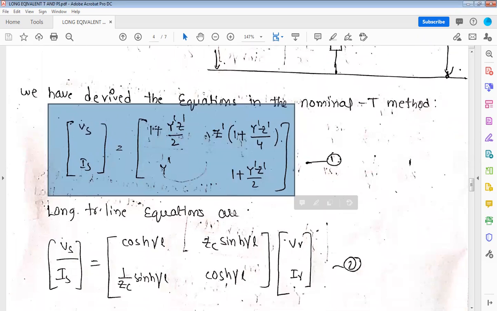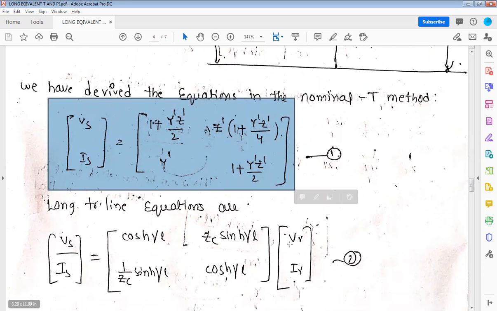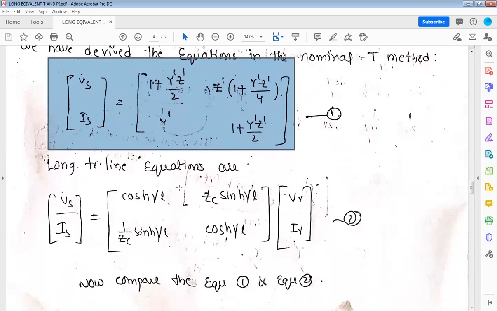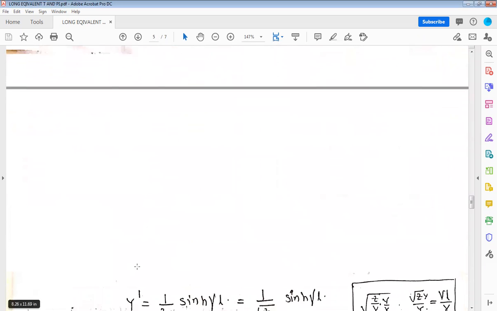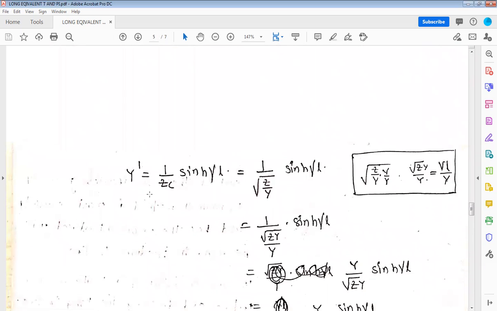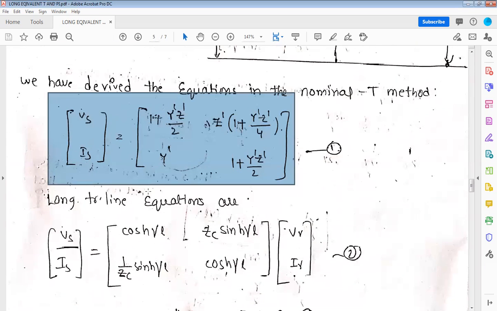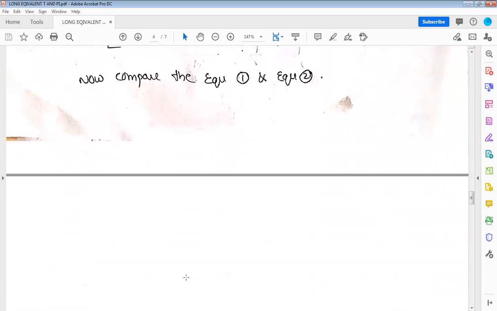So next, that equation will be compared with our long transmission line equation. In the previous method, how we have done, in the same way, we are comparing equation 1 and equation 2, so that we will obtain the equations as Y dash is equal to, now we can compare that equation. Y dash is equal to 1 by Z into sinh of gamma l.